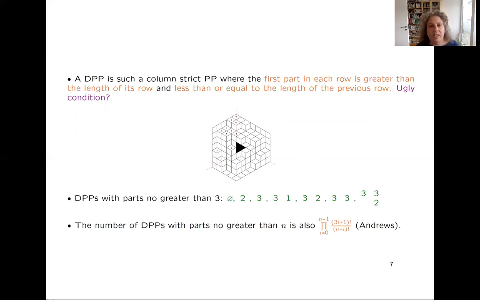And now recall that there are also 7 n times n, 3 times 3 alternating sign matrices, namely the 6 permutation matrices and the one that has a -1 in the center. And that's actually not a coincidence, because Andrews showed that the number of descending plane partitions with parts no greater than n is given by the same formula as the number of alternating sign matrices.